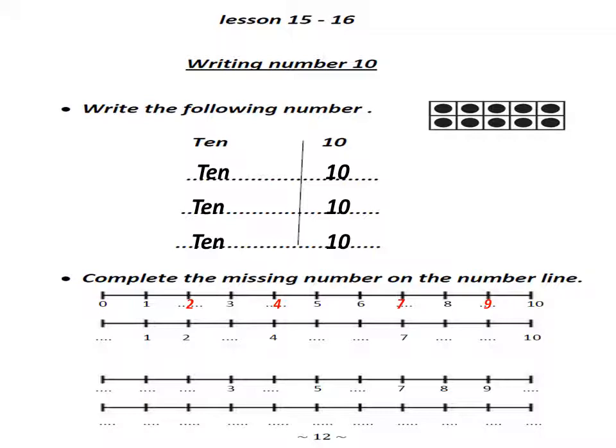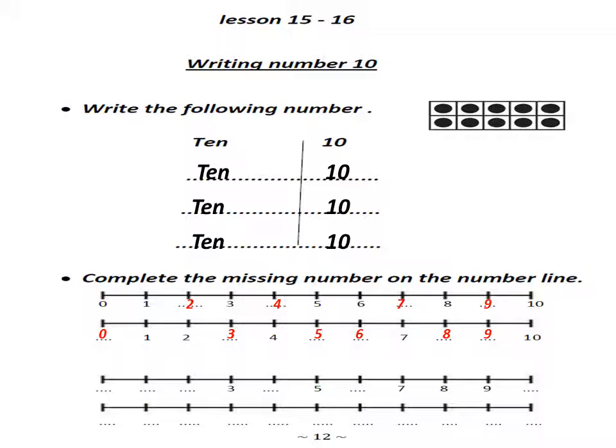Second number line here, he gave me 1. As I know, before the 1, 0. 0, 1, after the 1, 2, and after the 2, 3. He gave me 4, after the 4, 5, and after the 5, 6. He gave me 7, after the 7, 8, and after the 8, 9, and the last one, 10.